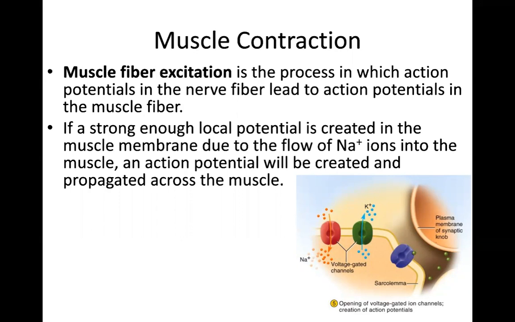Muscle fiber excitation is the process in which action potentials in the nerve fiber lead to action potentials in the muscle fiber. So an action potential in our neuron triggers an action potential in our muscle fiber, our muscle cell. Those green blobs here in our picture are acetylcholine molecules in the cleft binding to those receptors that we just talked about, creating a local potential, if strong enough, hits us to threshold.